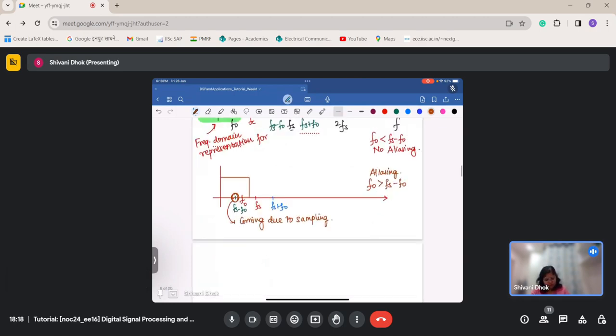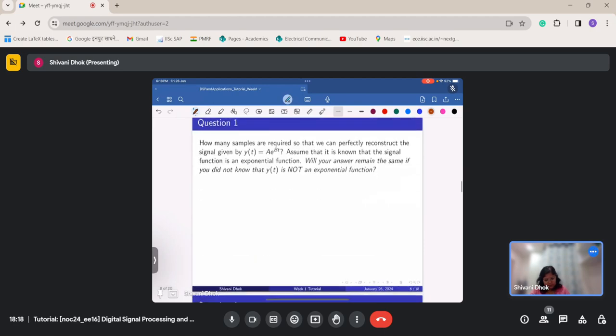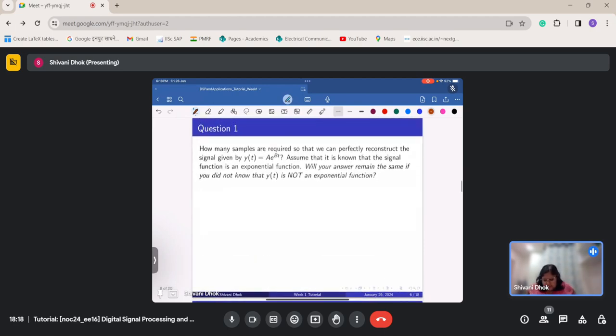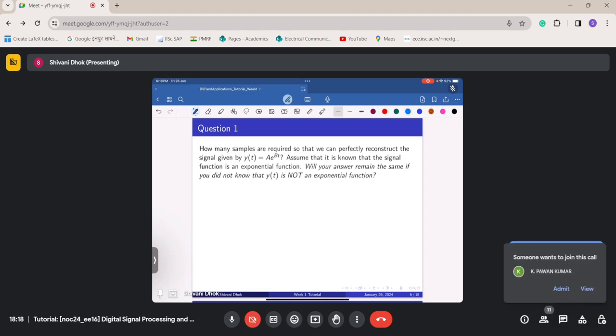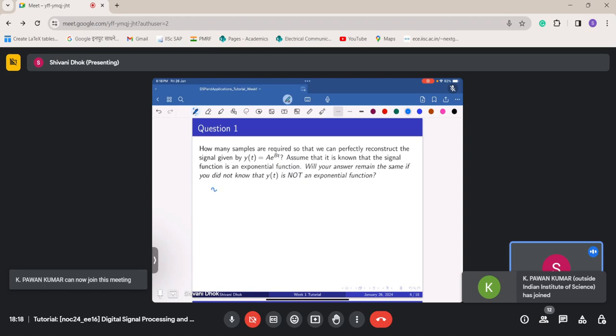Okay, if there are no doubts, then let's go on and solve some questions. So let's start with the first question that I have planned to cover today. It says: how many samples are required so that we can perfectly reconstruct the signal given by y(t) equal to a e power bt. So the signal that is given to us is y(t) is equal to a into e power bt.